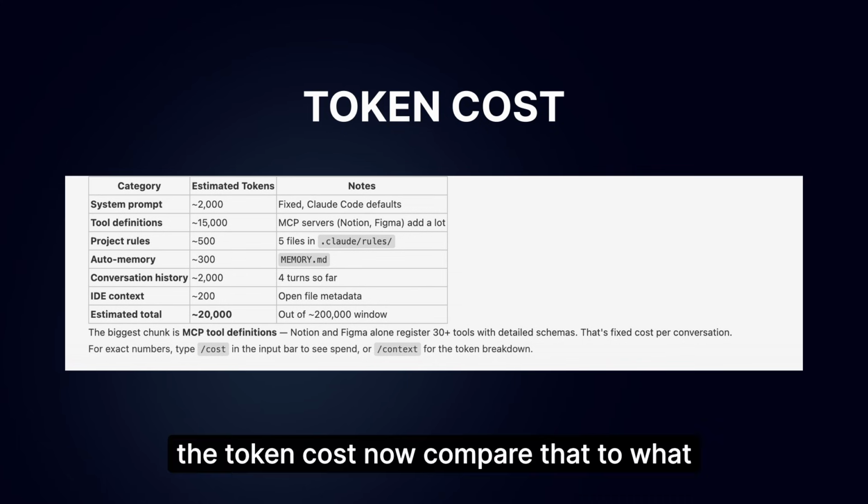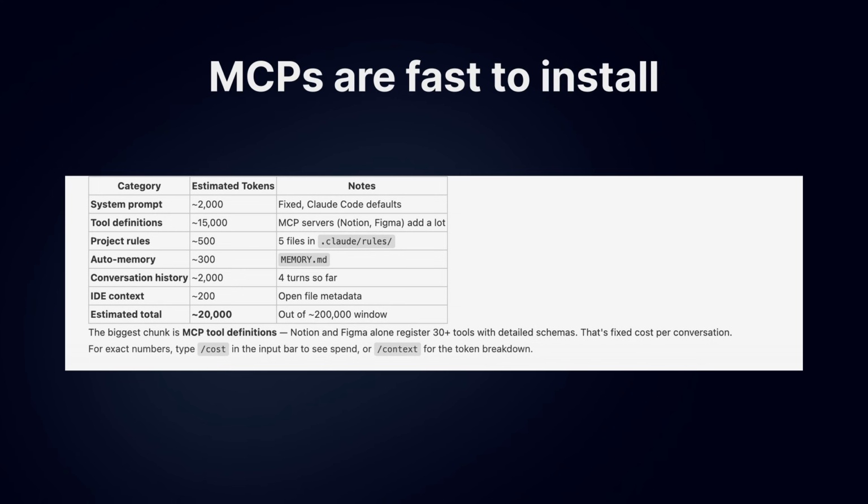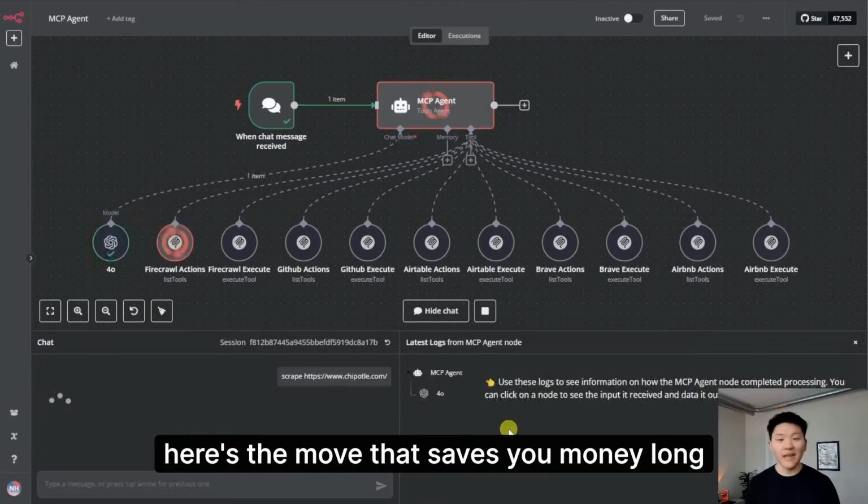Look at that. Check the token cost. Now compare that to what your skills cost. You already saw the numbers. That's the trade-off. MCPs are fast to install. They're expensive to run. Here's the move that saves you money long-term.